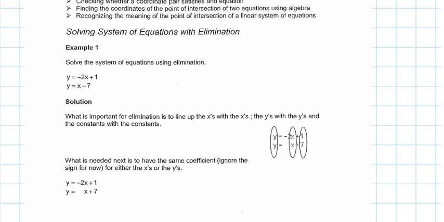So the third way that we can solve a linear equation, or linear system, is by a method called elimination.